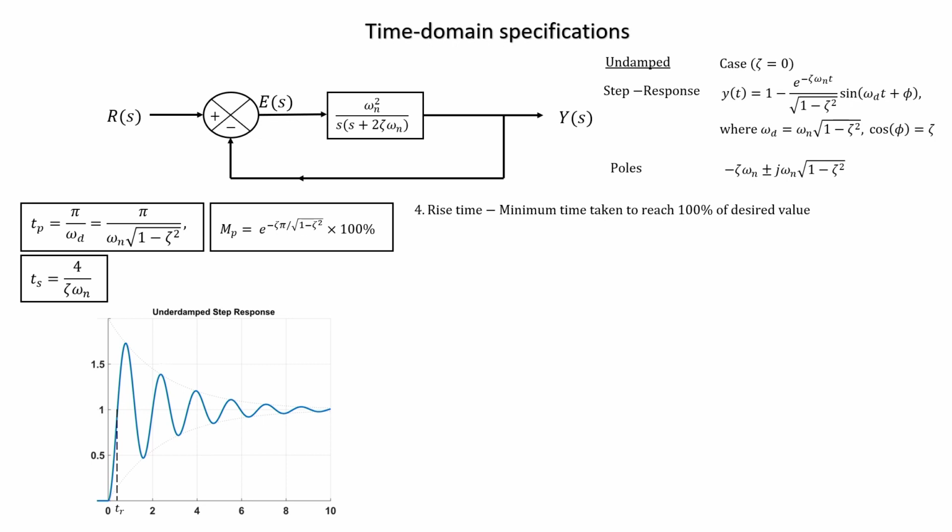Now, the last parameter that we have is called the rise time. So, rise time is the minimum time taken to reach 100% of the desired value. Okay. So, the desired value is 1 in this case. So, the minimum time that is required to reach 100% of the desired value is the rise time, and this is nothing but y(TR) must be equal to 1. The time at which y(TR) is equal to 1 is what we are looking for.